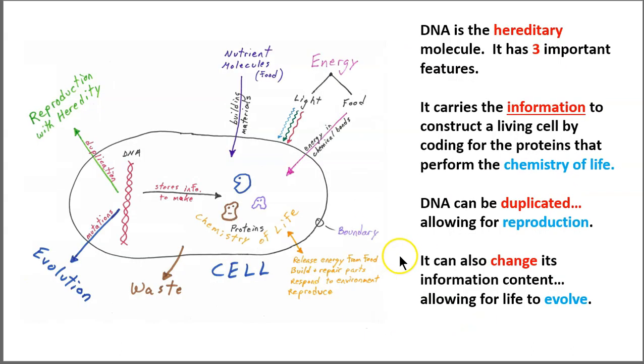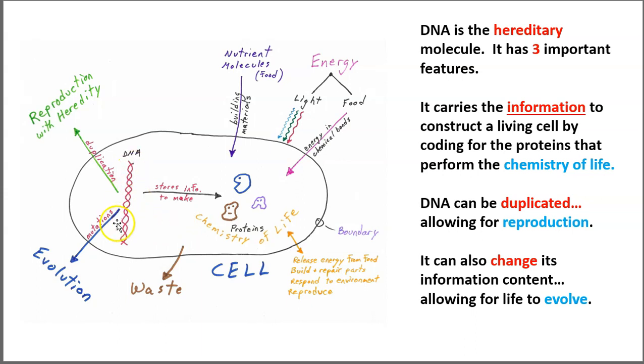The key, of course, is DNA. So DNA is the hereditary molecule for life on Earth, and it has 3 features. It carries information to do what? To build proteins that the cell uses to carry out the chemistry of life. In addition, DNA can be duplicated so that cells can reproduce, and remember, reproduction allows life to avoid the relentless march of entropy, the second law of thermodynamics.